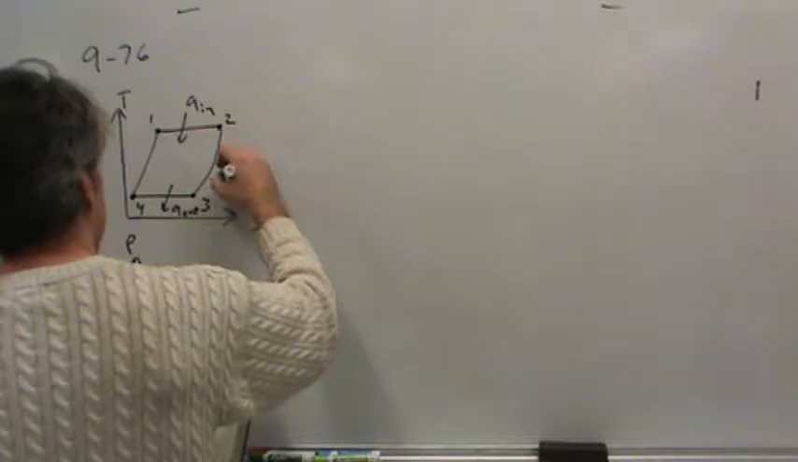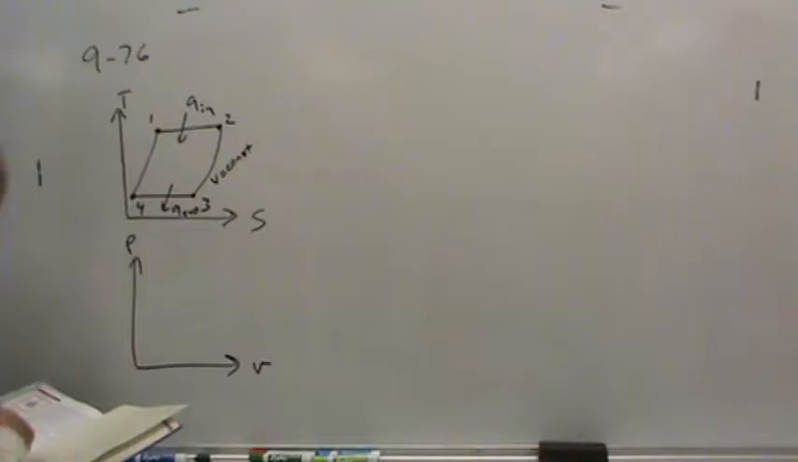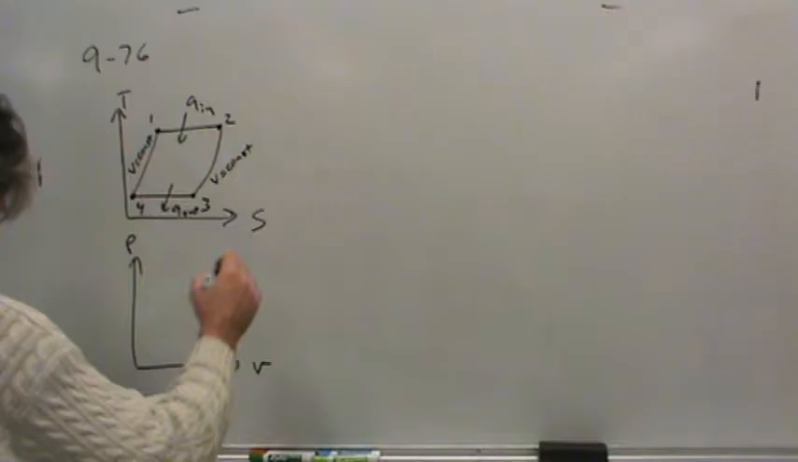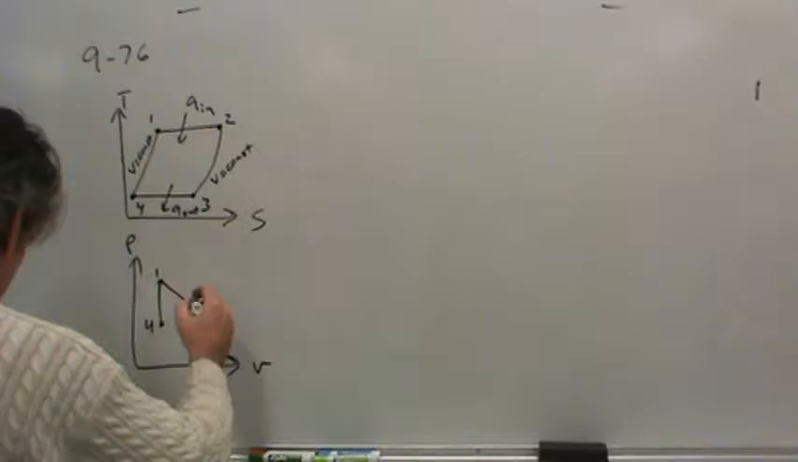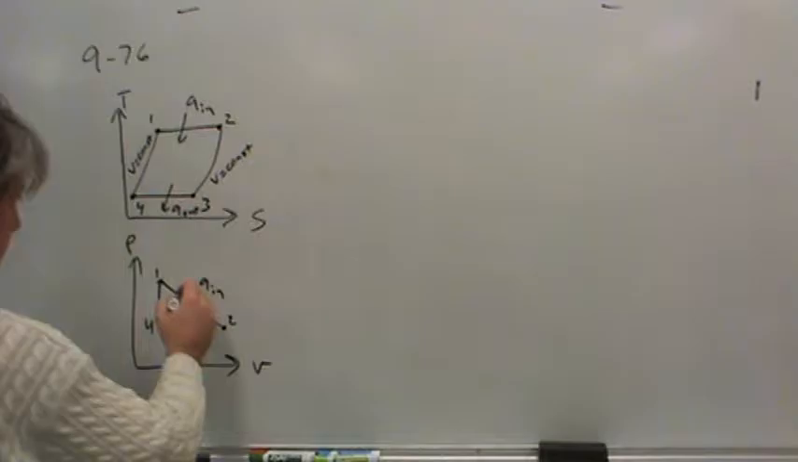Here's Q in, Q out, constant volume regeneration processes, excuse me. And then the PV diagram looks like this. Let's see, 4 to 1, the constant volume regeneration. Q in occurs here, 1 to 2.